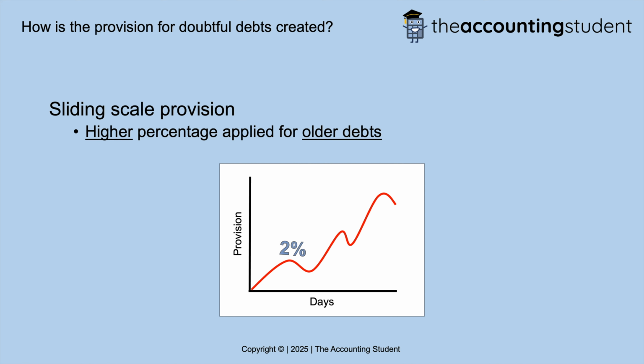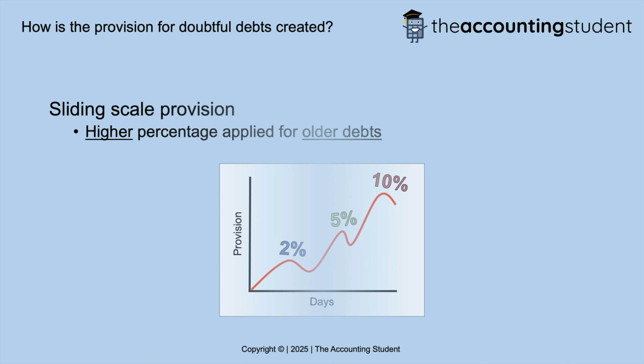This could be a 2% provision for debts less than 90 days. It could then increase to 5% if the debt is between 90 and 120 days. Then you could get a further increase up to 10% if the debt goes over 120 days.